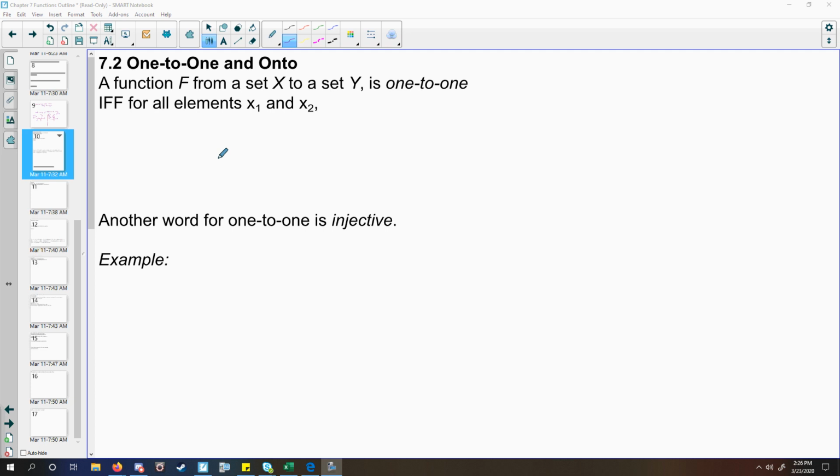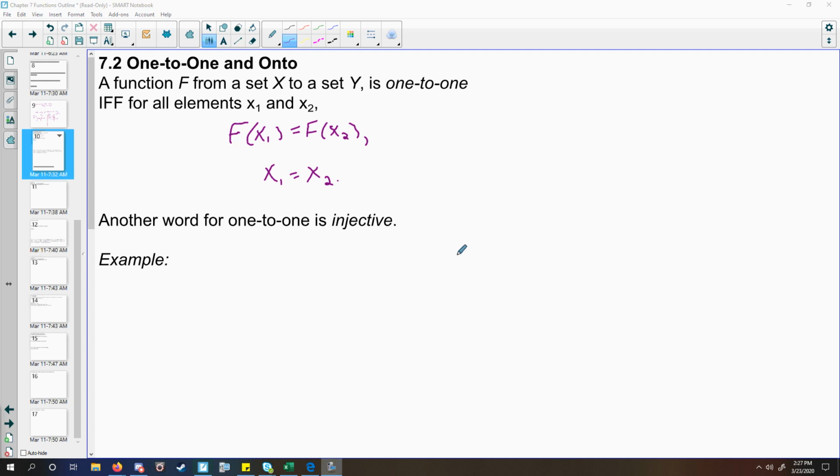In this video we're going to explore what it means for functions to be one-to-one and onto, as well as learn how to prove statements about functions being one-to-one and onto. A function f from a set X to a set Y, also known as your domain and codomain, is one-to-one if and only if for all elements x1 and x2, f of x1 equal to f of x2 means that x1 must be equal to x2. So in other words, the only way for your output values to be the same is if the input values are also in fact the same.